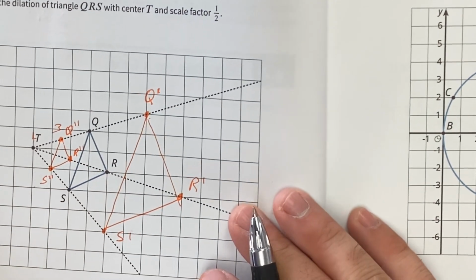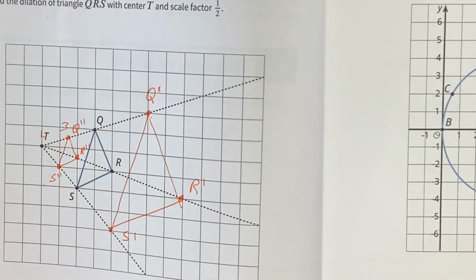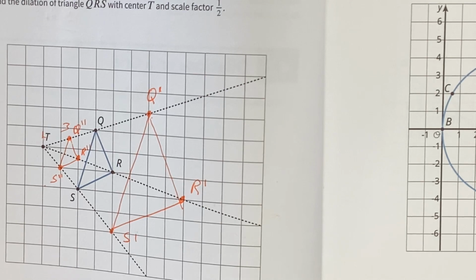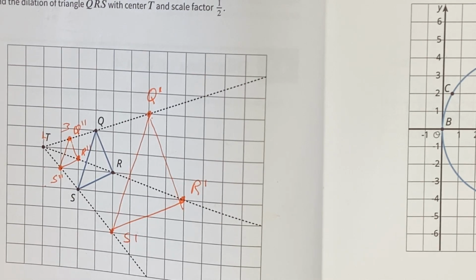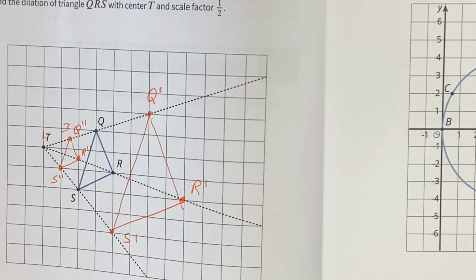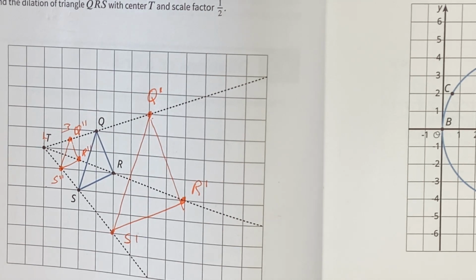All right, triangles should look similar as well. Or if you don't end up with a triangle, you know you made a mistake. It should all be on those lines. One of them should be labeled with a hat, the other one should be labeled with a double hat.